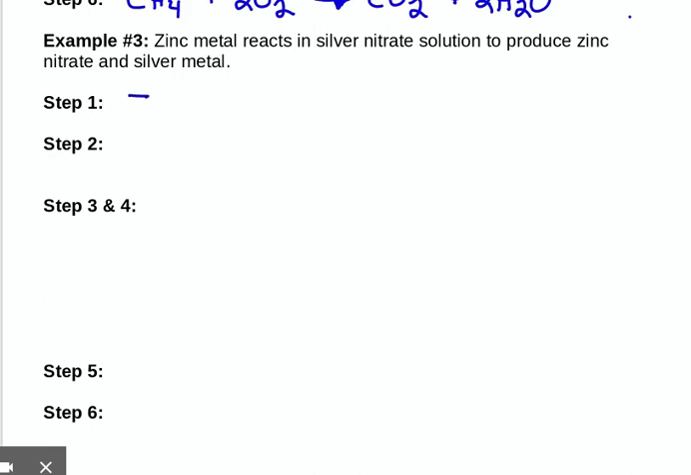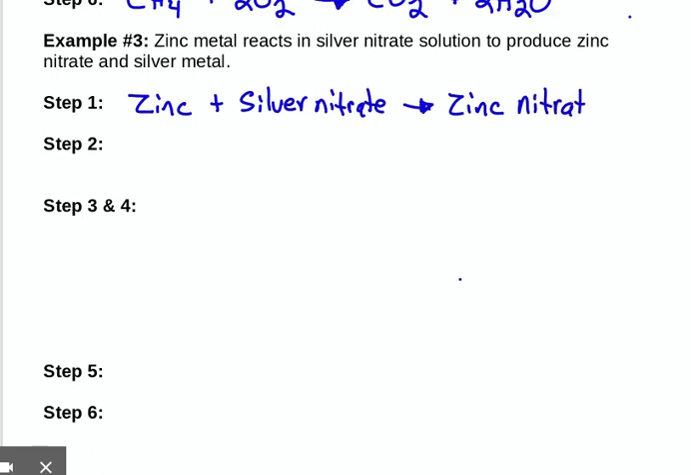So step 1 was word equation. So zinc plus silver nitrate produces zinc nitrate plus silver. All right, so this is where that nomenclature that we practiced came into place. I want you to take a minute. I want you to hit pause, and I want you to get the formulas for the 4 things here.